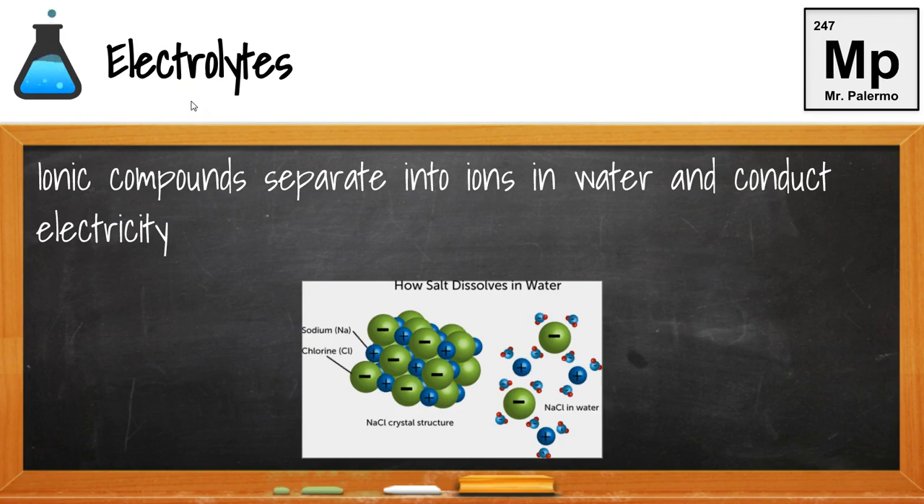So ionic compounds will separate into ions in water, and they will conduct electricity, as we can see here. So here is the crystal structure of an ionic compound. It's these positive and negative ions connected. And when we put that in water, the water essentially rips them apart. And you can see then that the positive ions are attracted to the negative end of water, happens to be the oxygen, and the negative ions are attracted to the positive end of water, which happens to be the hydrogen. And because now we have these charges floating around, we can conduct electricity throughout this substance.